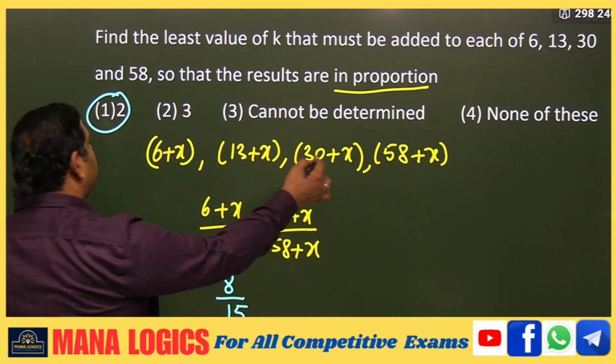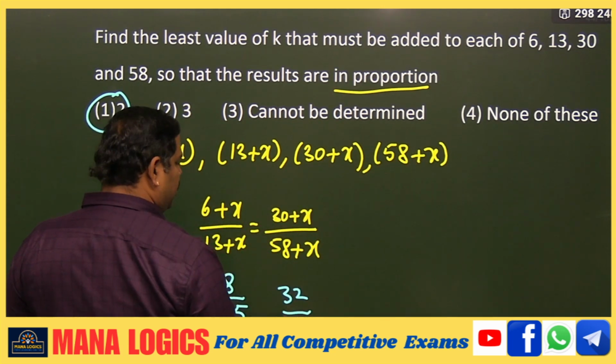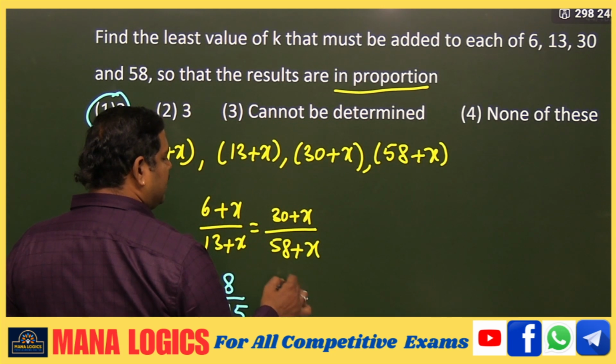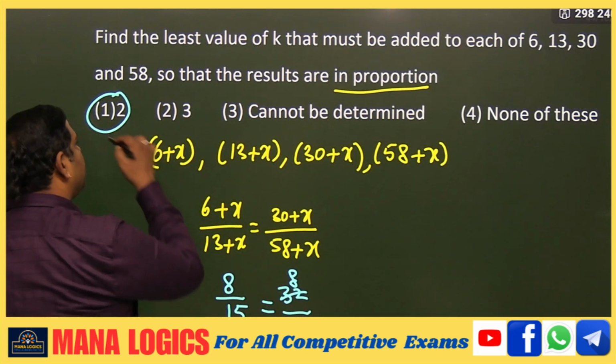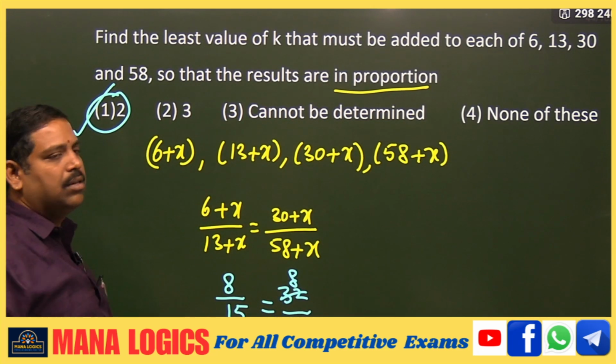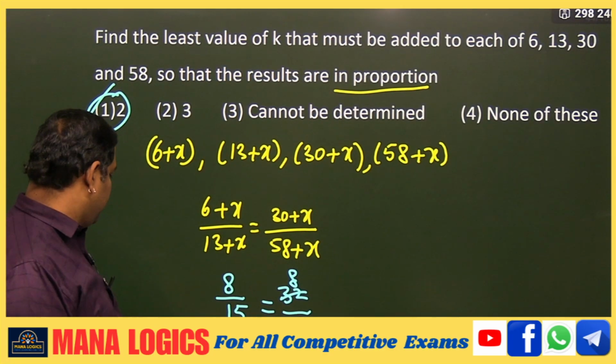30 plus 2 is 32. 58 plus 2 is 60. So 4 8s, 4 15s. Sir, it is the same, sir. So happily x value 2 is satisfied. So it is the first option as the answer. Got it? This is the way that we have to work it out.